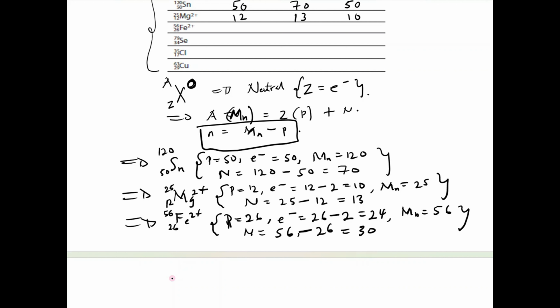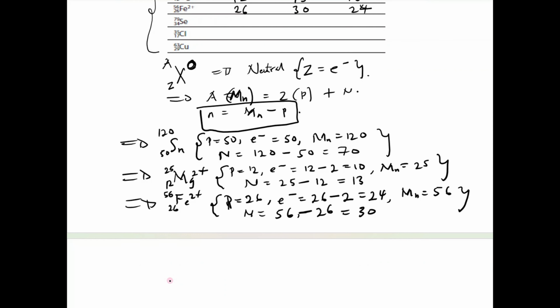So for iron 2 with a mass number of 56 and 26 proton number, we will have a neutron number of 30 and 24 electrons. Okay, so the next one here, what we have on the list is selenium, which is 34. That's a proton number of 34 and 79 mass number. So let's look at selenium as well.